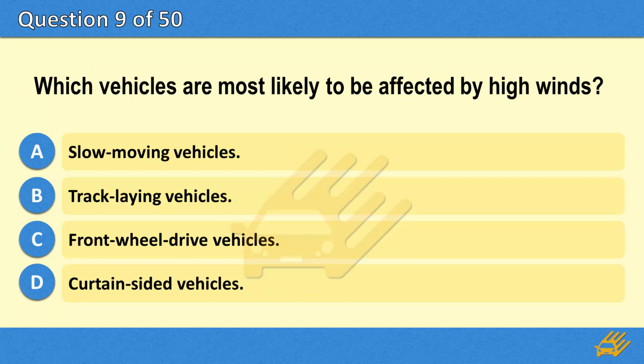Which vehicles are most likely to be affected by high winds? A. Slow-moving vehicles. B. Track-laying vehicles. C. Front-wheel drive vehicles. D. Curtain-sided vehicles.